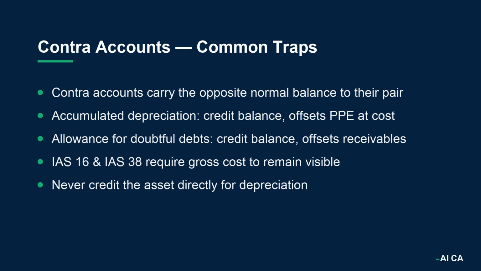A contra account sits opposite to its paired account's normal balance. Accumulated depreciation is a credit balance account that offsets the debit balance cost of property, plant, and equipment. The allowance for doubtful debts is a credit balance contra to trade receivables. When you record depreciation, you debit depreciation expense and credit accumulated depreciation. You are not crediting the asset directly. This preserves the gross cost disclosure required under IAS 16 and IAS 38.